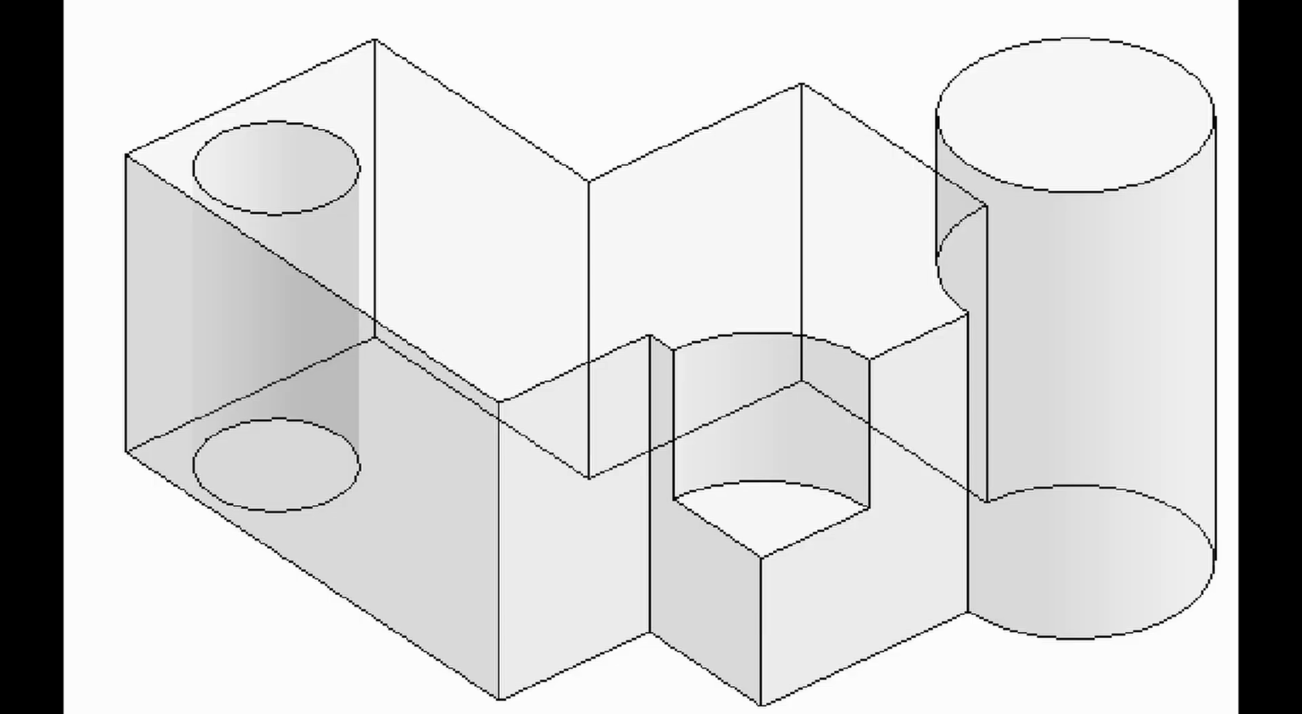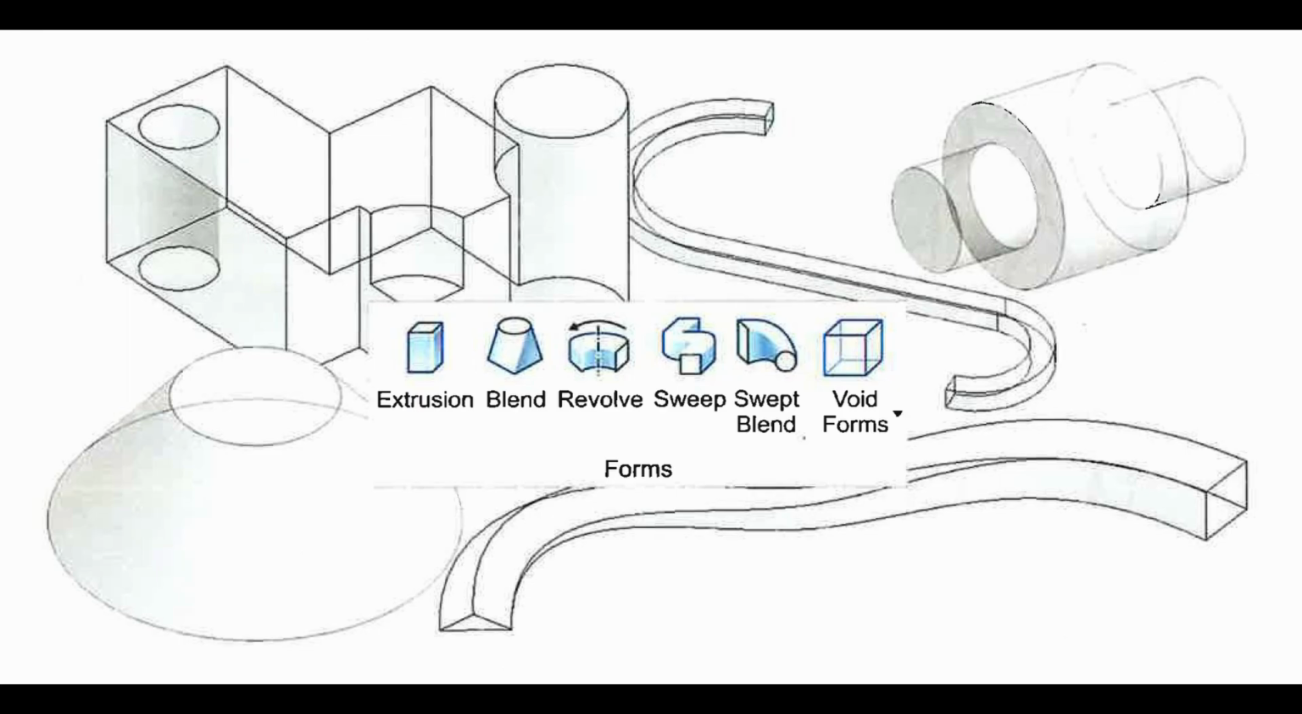We will be creating forms in the in-place family environment. This is the tool you use when you need one-off, unique components built directly in your project, things like decorative elements, irregular shapes, bespoke casings, architectural features, or one-time elements that don't need to be part of a reusable family library. During this module, we will explore the 6 core modeling tools that form the backbone of all Revit geometry creation.